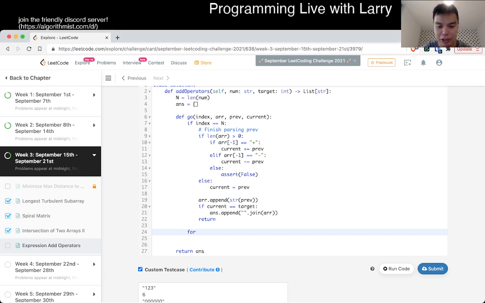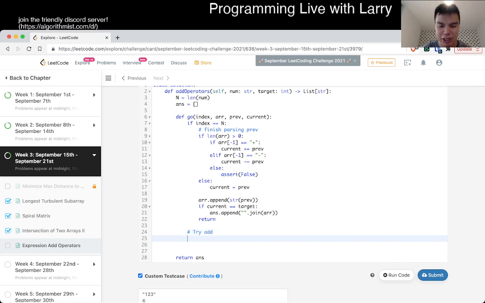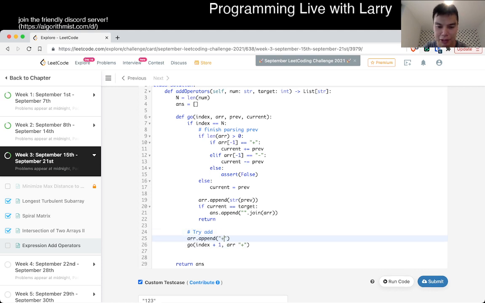But yeah, so now we do try add. So what is the condition for adding? So index plus 1, because we parse it. Array, what do we do for the array? Okay. I actually have to do some benchmark to see which is faster. So yeah, try add. What is the previous thing? So previous now. So that means that if we add, what does that mean?